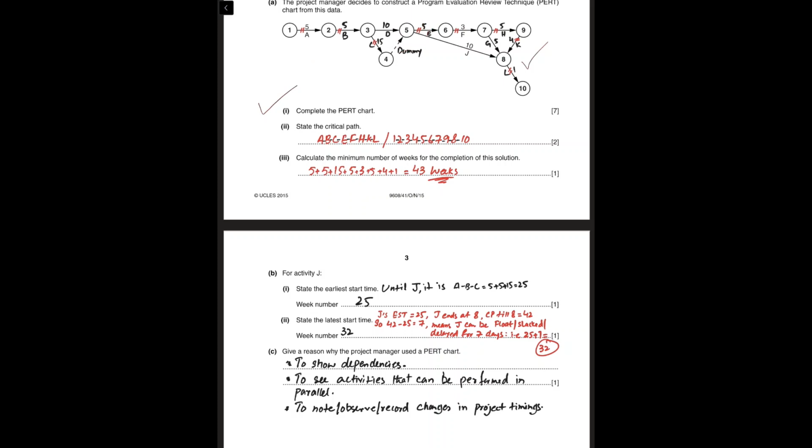Now state the latest start time. Now the thing is, the J is not on the critical path, so it means it can float. Critical path is this 5 plus 3 8 plus 5 plus 4. So actually it is about 5 and 5 10 and 4 14 and 3 17 weeks.